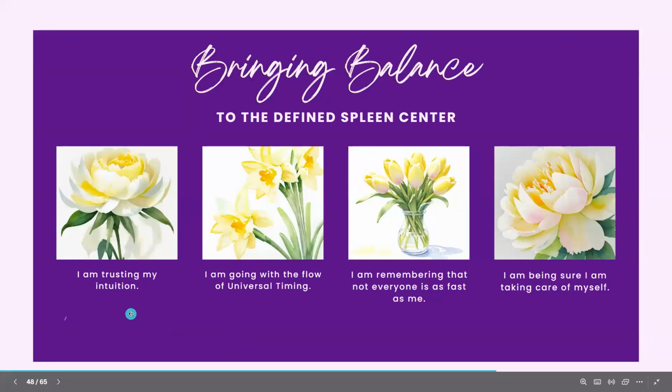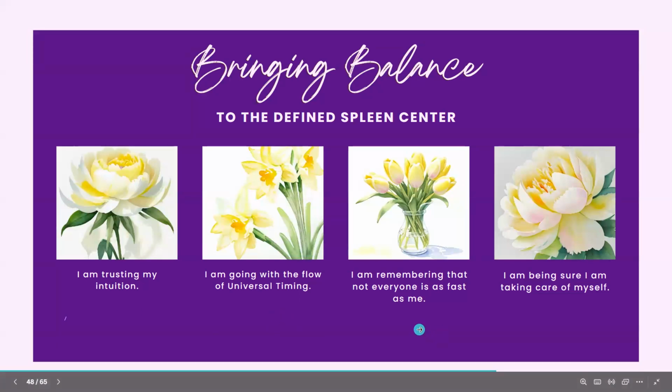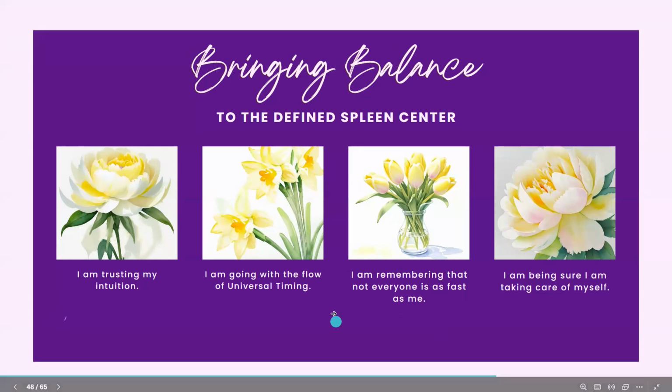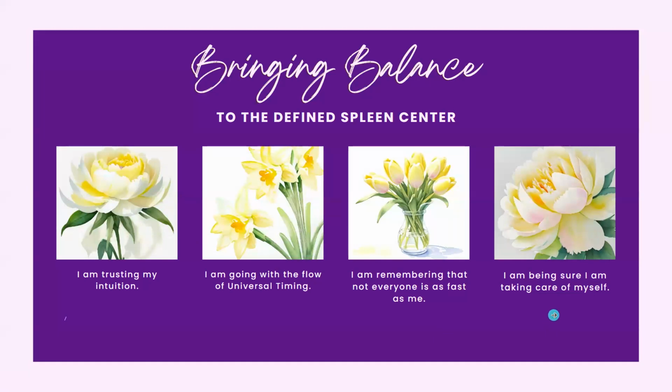To bring and restore balance in the defined spleen center: I am trusting my intuition. I am going with the flow of universal timing. I am remembering that not everyone is as fast as me. So maybe you have your child and they're always walking behind you or being slow. Again, it's not personal, it's who they are, and not everyone can run as fast as the defined spleen center. I am being sure I am taking care of myself.